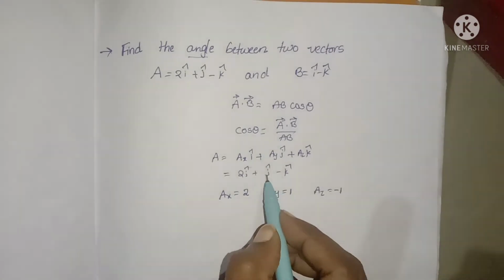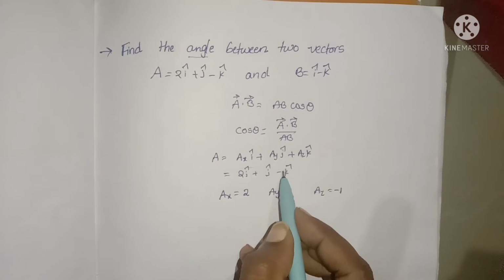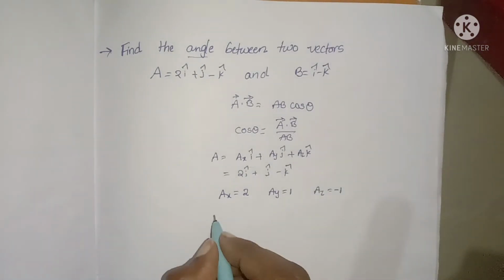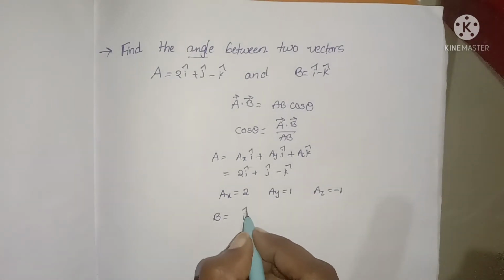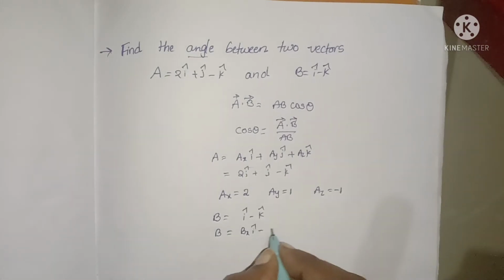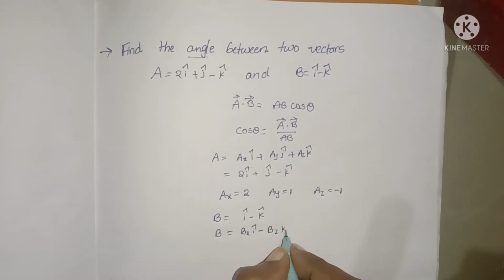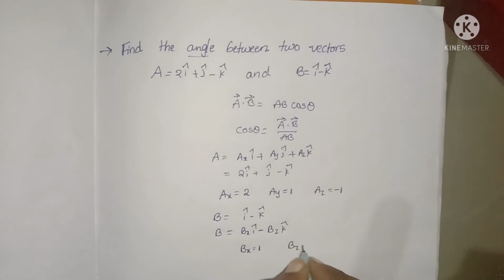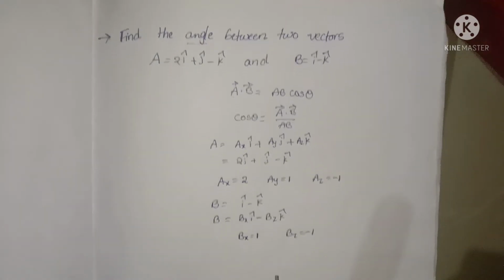So here j is multiplied with 1, and k is having that 1. Same like for the B vector, we can write B equals i cap minus k cap, that means bx i cap minus bz k cap. So here bx equals 1, bz equals minus 1.